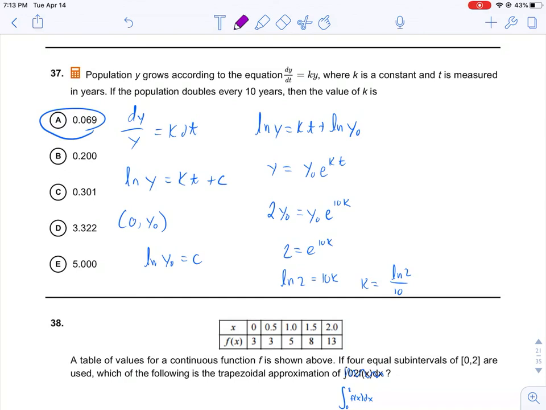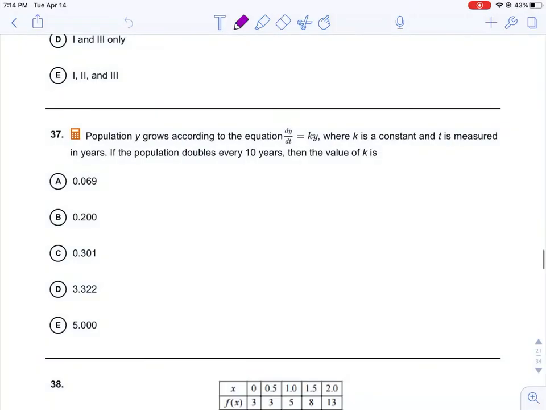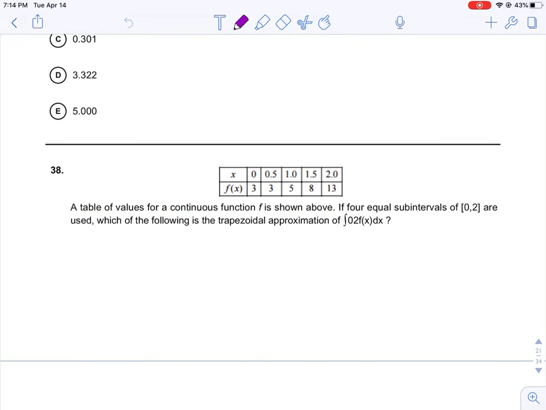But you could just memorize this result, that k equals natural log of 2 over 10. Or in general, if it doubles or triples, whatever you want to call that, let's just call that the growth, I'll call it g. k equals g over t, number of years, or t equals g over k. I don't know if that makes sense to you or not, but in the end, the result's always just going to be this, just those numbers change depending on if it doubles and then how many years it is. Okay, so that's 37. 38, a table of values for a continuous function f is shown above.